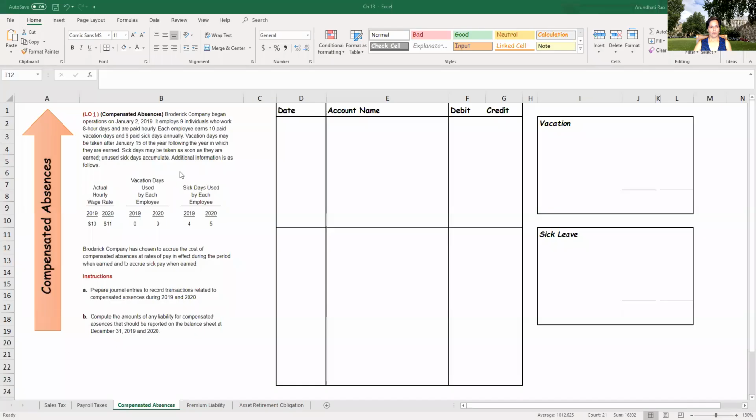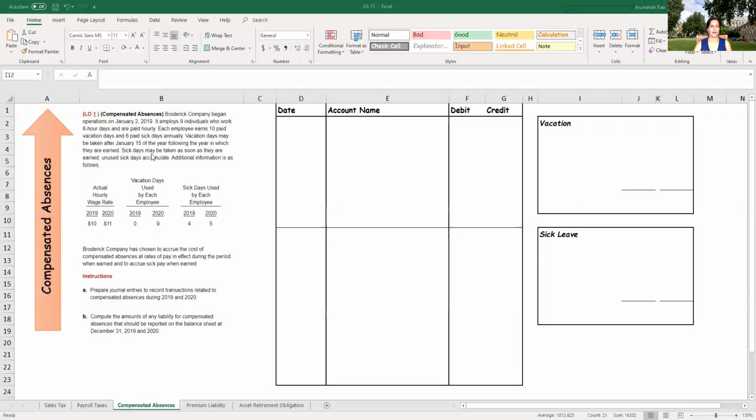So let's take a look at a quick example of a company that, as of January 2nd, 2019, when they began operations, has 9 individuals who work for them, 8 hours a day, and are paid hourly. Each employee earns 10 paid vacation days and 6 paid sick days annually. Vacation days may be taken after January 15th of the year following the year in which they are earned. So the first year, no one is going to take vacation time. The second year, they are entitled to take the vacation they earned in the year before.